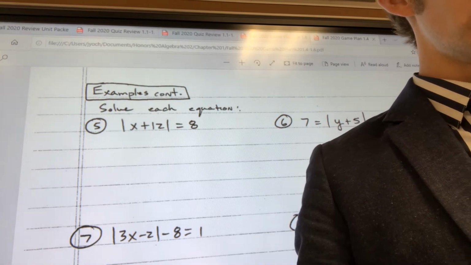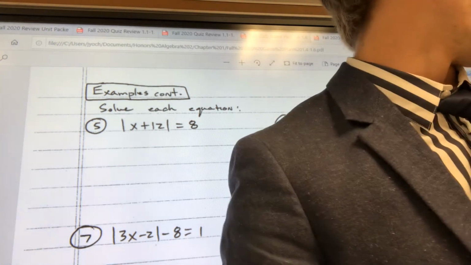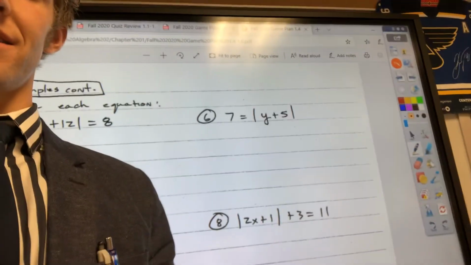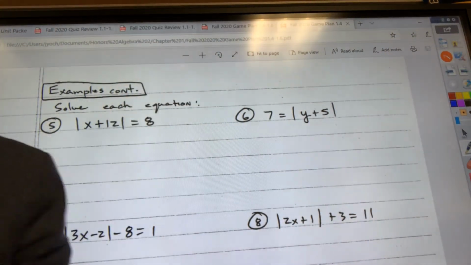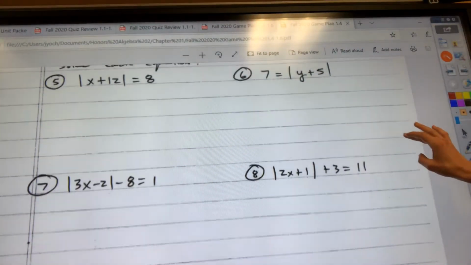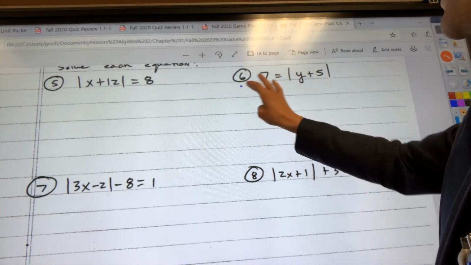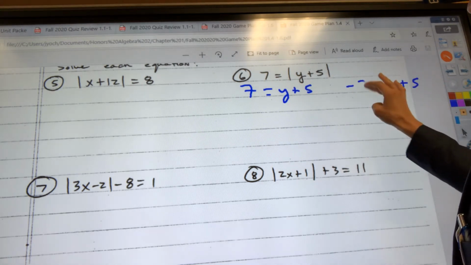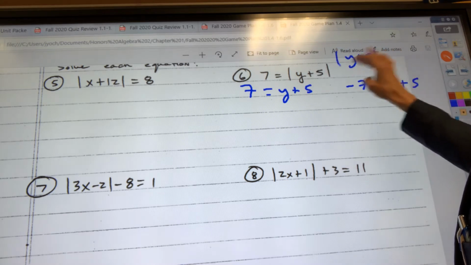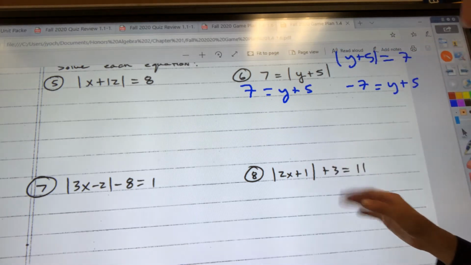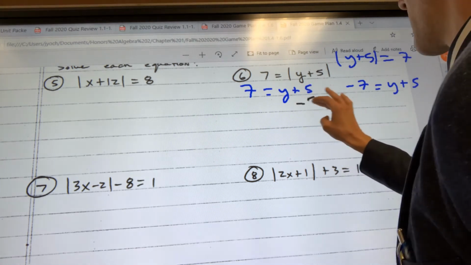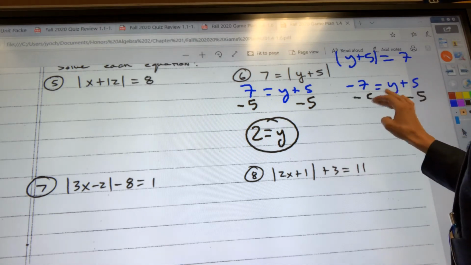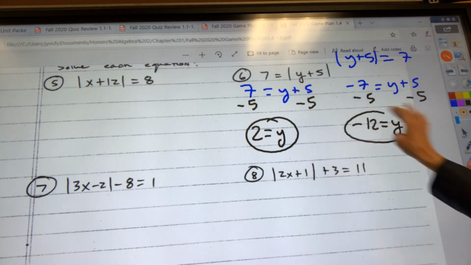Let's go to this next page. I'm going to do the right side. Solving this absolute value equation. So 7 is equal to y plus 5, or y plus 5 could be a negative 7. You could also flip it around if you don't like seeing it like this: the absolute value of y plus 5 is equal to 7. No big deal. So we're going to subtract 5 from both sides. 2 is equal to y. Subtract 5 from both sides. Negative 12 is equal to y.